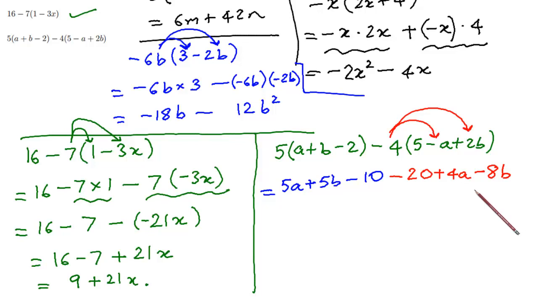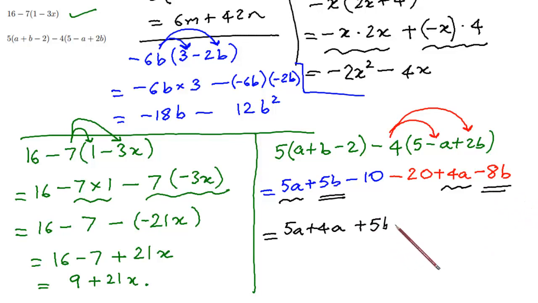But have we simplified this? The answer is still we need to simplify because we need to take the like terms together. So we have this 5a and 4a as like terms. So 5a plus 4a will be written together. And then we have this positive 5b and negative 8b also as like terms. So plus 5b minus 8b. And finally we have these constants together. Negative 10 and negative 20.